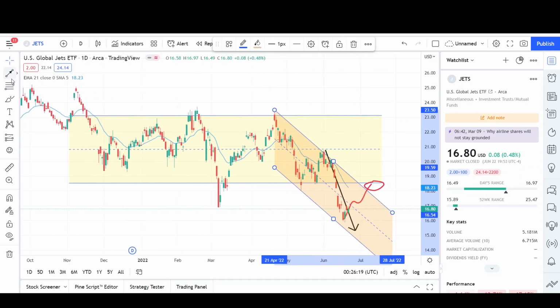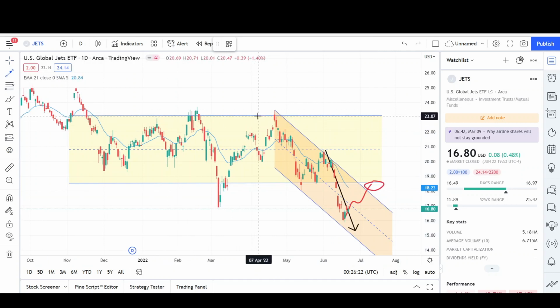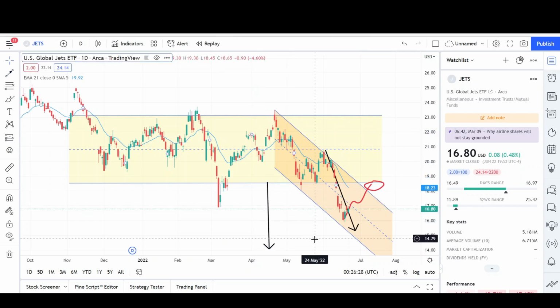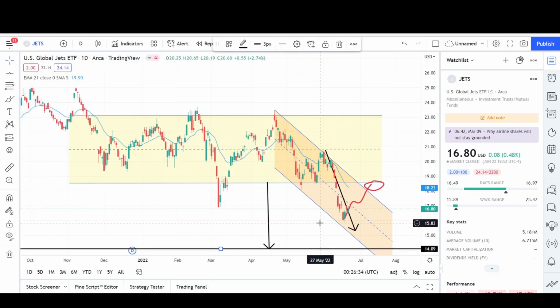Now, do I see a bottom on this chart, or do I see much lower prices? Well, I actually see much lower prices. I'm looking for a target right around the $14 level, because that would be the measured move breakout of this range. I'm not saying we're going to get there tomorrow.